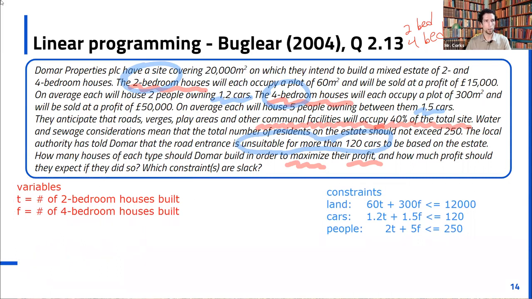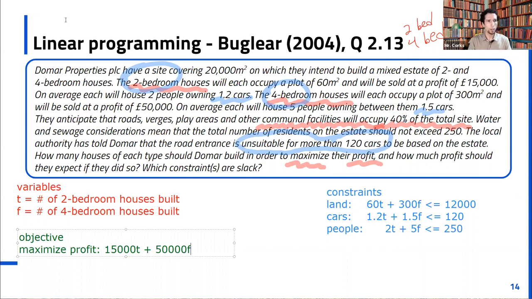So now let's just try out our profit objective here. Our objective, which we said is maximize profits. And what is our equation for this? 15,000 T plus 50,000 F. Okay. So that's how we calculate our profit, and we want that to be as large as possible while staying inside all of these constraints.